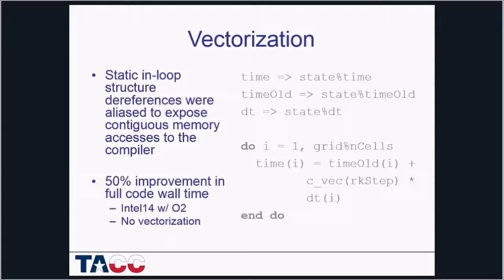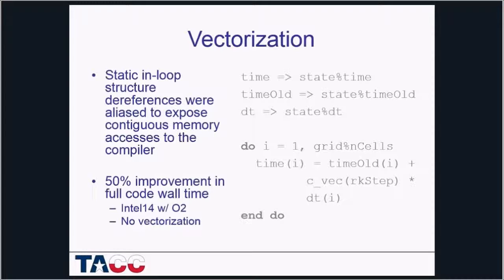So we did a number of in-loop structure dereferences to alias out the compound type problem. And you can see here a change that we made on the right from the previous slide, where we've dereferenced using aliases all of these structure references. And this, combined with optimization flags for the Intel compiler, resulted in a 50% improvement in the code runtime on top of the 39% we got from the data structure re-encoding.